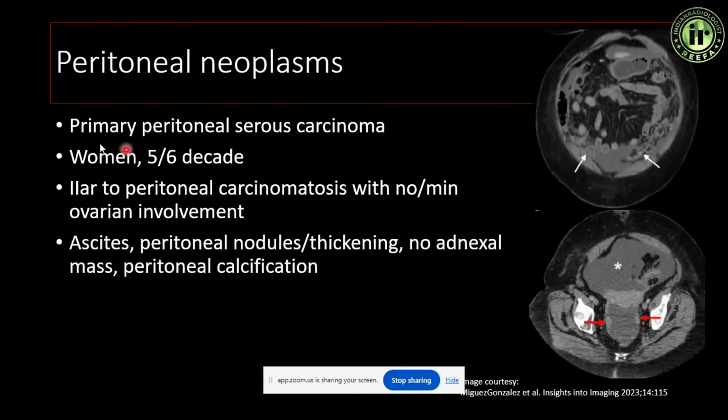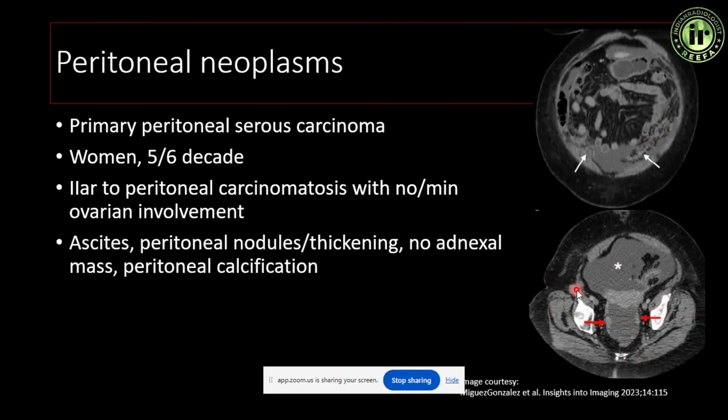The other primary neoplasm is a primary peritoneal serous carcinoma, where your imaging appearance and your histopathology are going to be similar to peritoneal carcinomatosis, the only difference being that there's no ovarian involvement in these conditions. So that's an example where you see ascites, you see some peritoneal thickening, you see some omental caking, but there are no adnexal mass lesions.